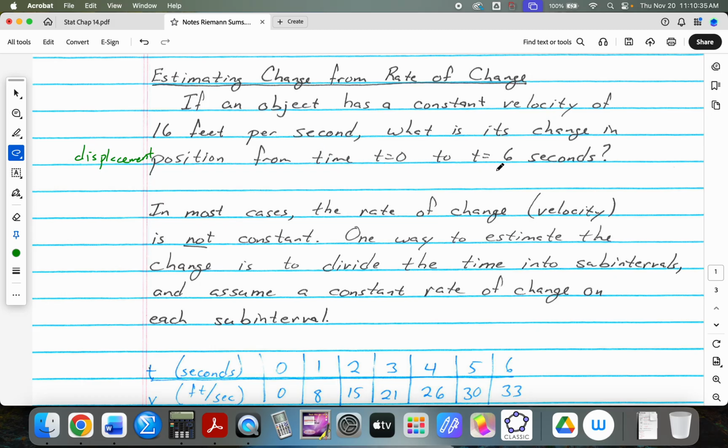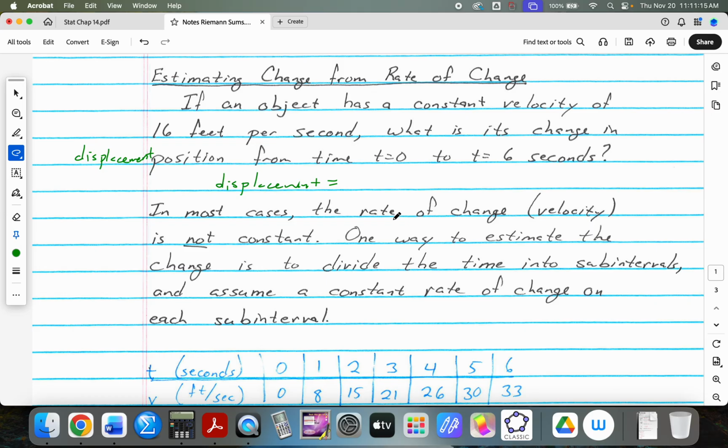From time t is equal to 0 to t is equal to 6 seconds. All right, so if it's going 16 feet per second, from time t is equal to 0 to t is equal to 6, what is the change in position? Oh, don't everyone jump at once. No. Why would it be 1 over 16? You said 1 over 16. I said 16 times 6.